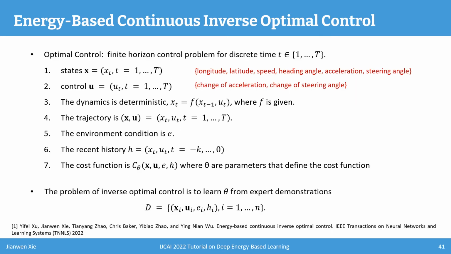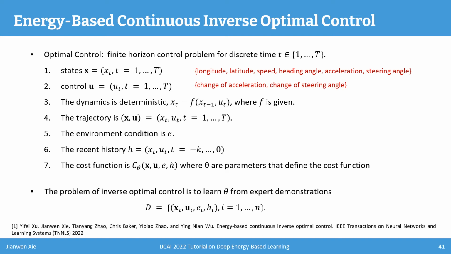In particular, I talk about the control problem of finite time horizon, where the trajectory is over a finite period of time. I will focus on the problem of autonomous driving as a concrete example. Let x_t be the state at time t. The state might include longitude, latitude, speed, heading angle, acceleration, steering angle. Let u_t be the continuous control or action at time t. The control might include the change of acceleration, change of steering angle. The dynamics f is known.